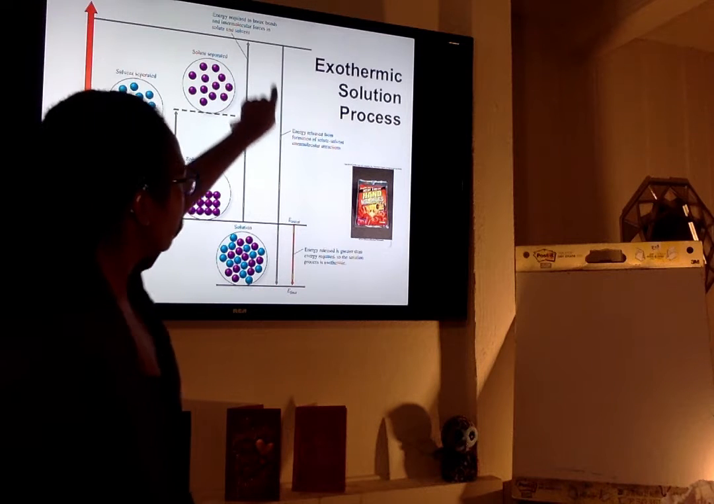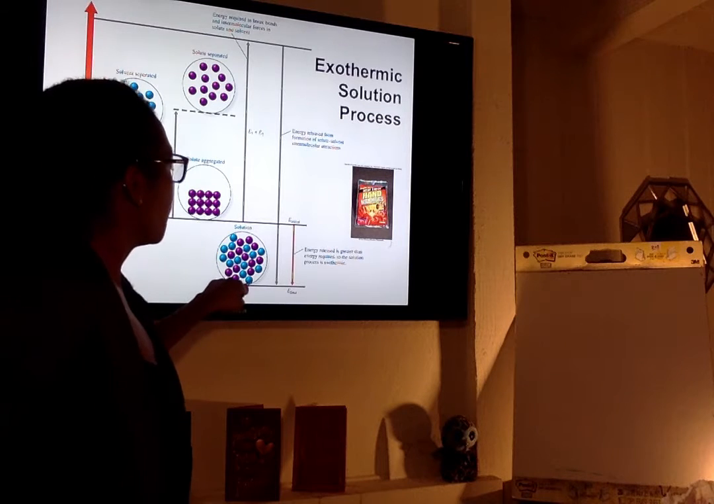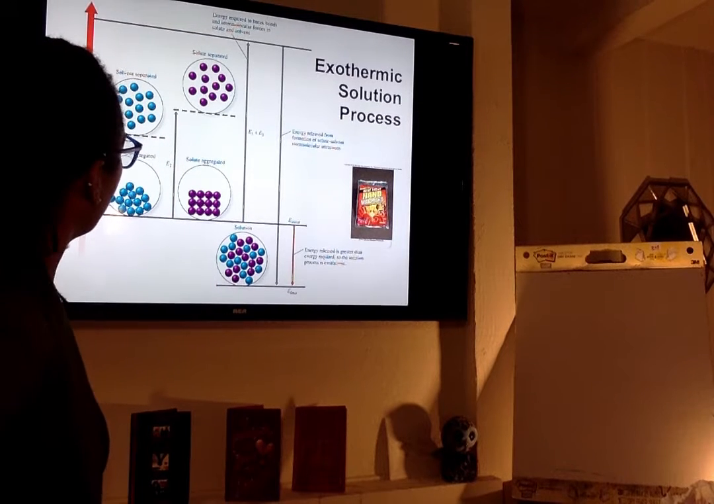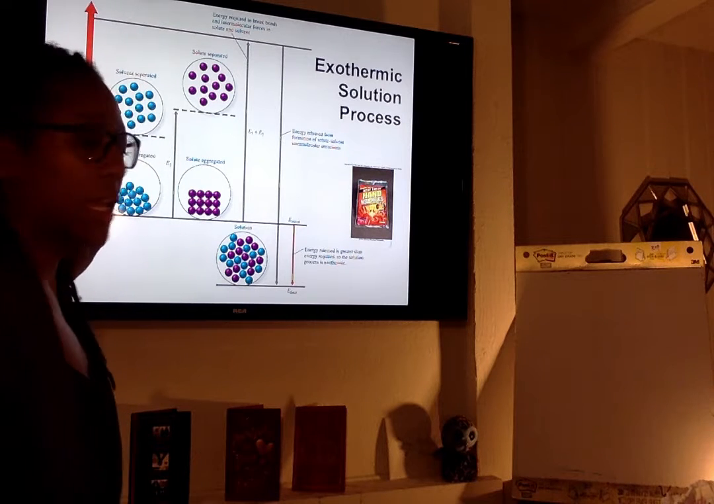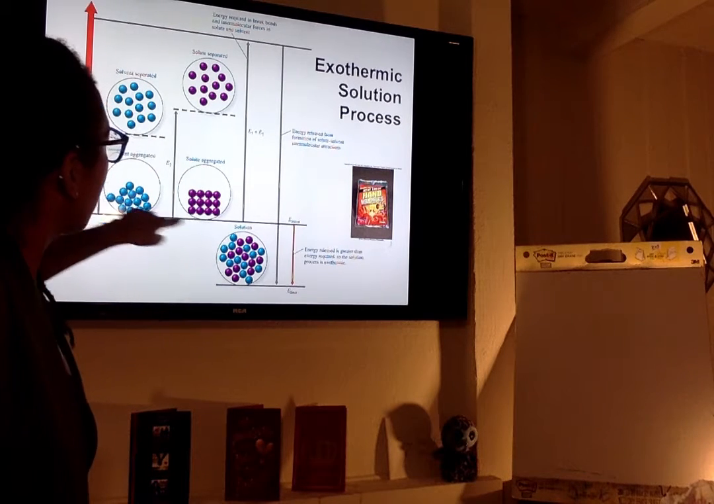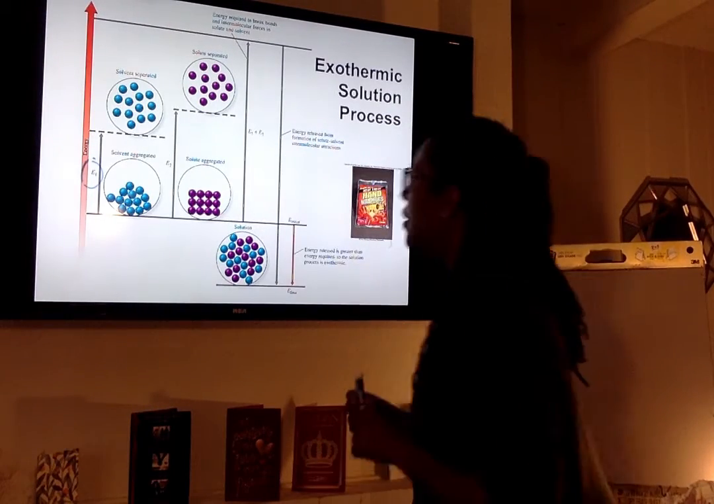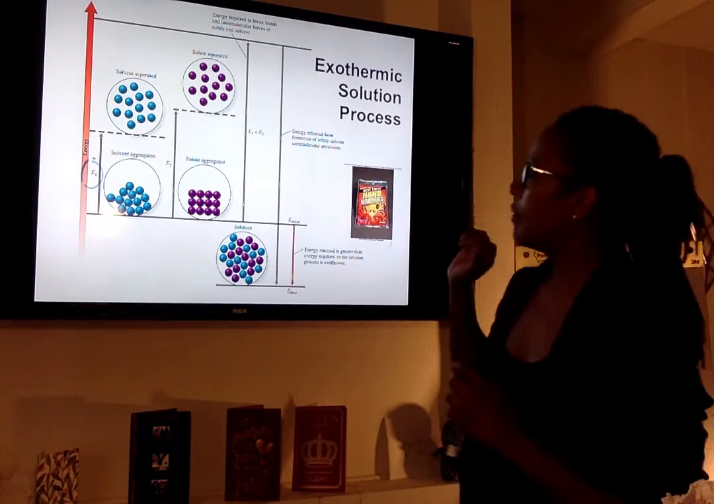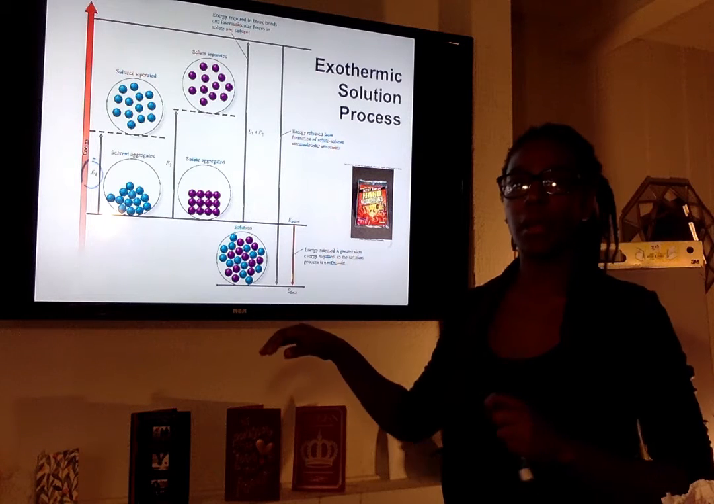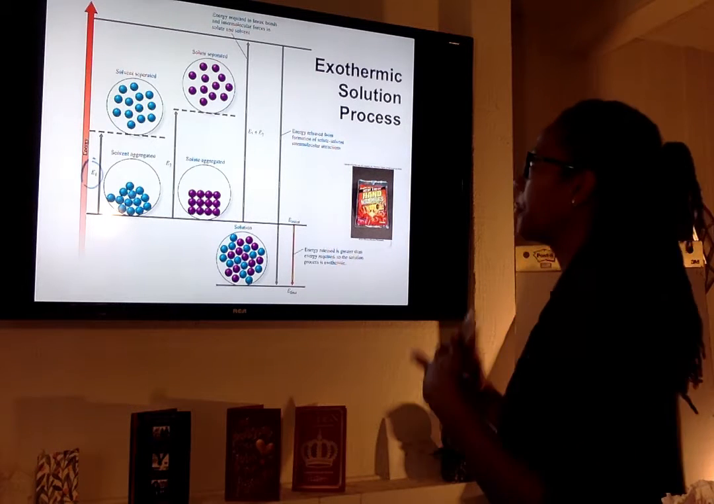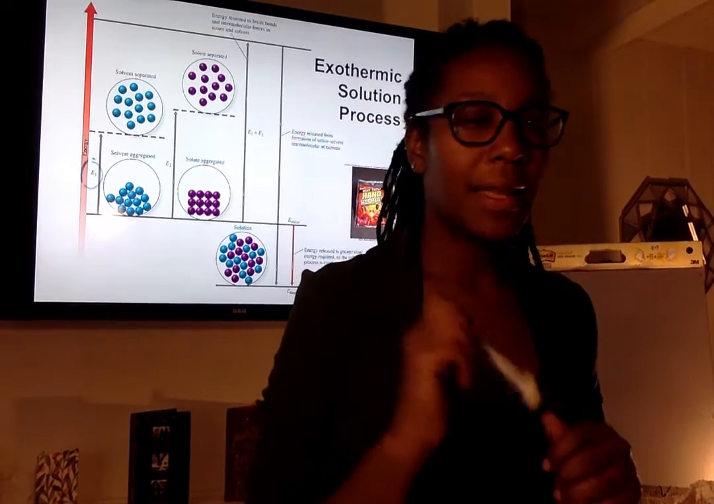And so the amount of energy that you're releasing to make this new solution is going to be greater than the energy that you needed to break the solution apart. So if that's true, then it's an exothermic process. So if the formation releases more energy than the dissolution or breakdown takes, then that's exothermic. So hopefully that made sense.